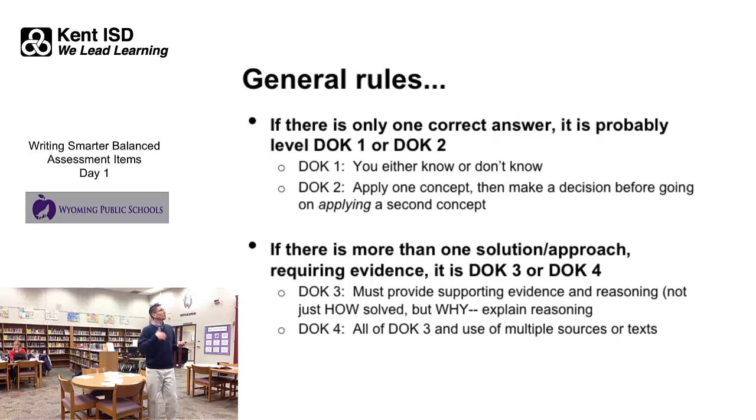So from this morning, we've walked through these general rules, right? If we're at only one correct answer, probably looking at that DOK 1 or 2. And again, we've talked around that there are other instances that may come into play. But when we talked about more than one solution or approach and requiring evidence, which came directly from that little share out we had after the analysis of the article, capturing that general rule around it. So nice job constructing that as a group this morning.